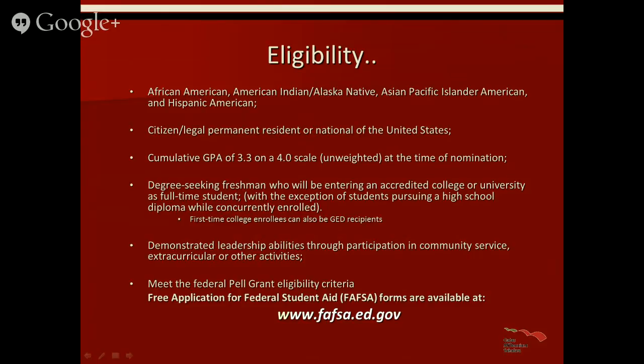Now, the second bullet point is that we ask all applicants to be citizens of the United States or legal permanent residents. The third bullet point is we ask Gates applicants to have a 3.3 cumulative GPA on a 4.0 scale. And this GPA should cover their 9th grade through 12th grade year, and more specifically, the fall term of their senior year. Of course, for those of you that are wrapping up the fall term, that cumulative GPA won't be solidified until the end of the term.